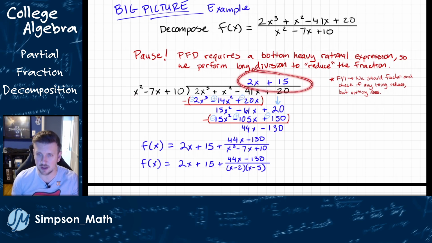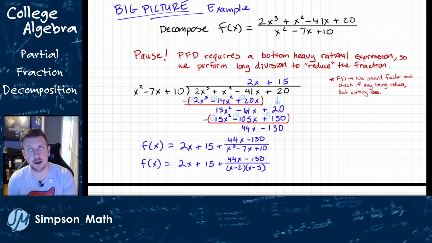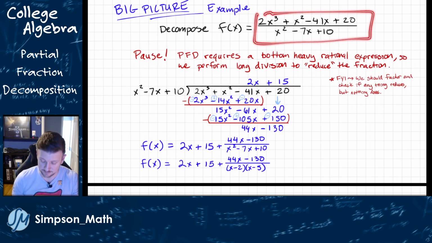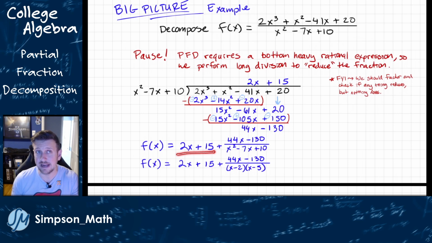My quotient, I'm not going to go through the steps of it, that's for another video. It's actually the last one I recorded. So my quotient ends up being 2x plus 15. If we're trying to graph this, this would be my end behavior asymptote. Some people call that a slant asymptote. This would be the end behavior asymptote.